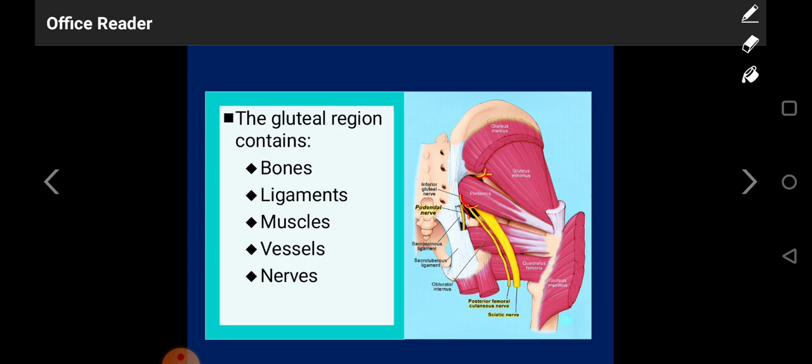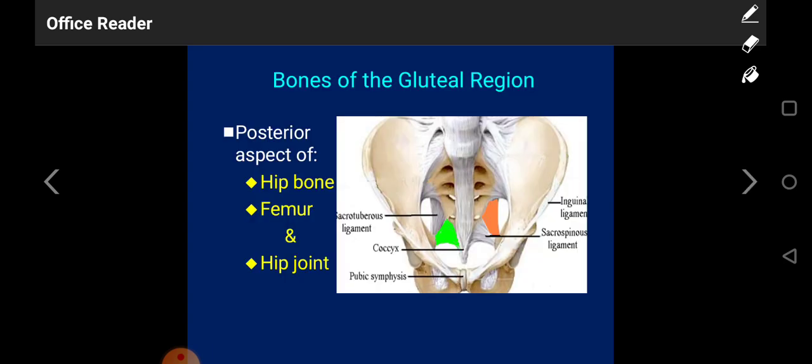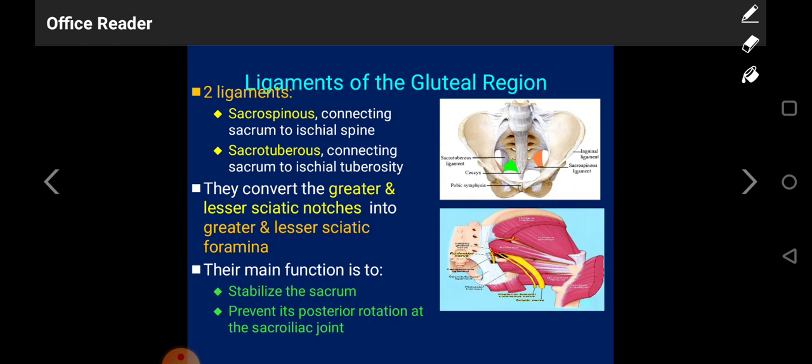The gluteal region contains the bones, ligaments, muscles, vessels and the nerves. The bones include the hip bone, the femur and the hip joint. The ligaments include the sacrospinous and the sacrotuberous ligament. Sacrospinous ligament connects the sacrum to the ischial spine. Sacrotuberous ligament connects the sacrum to the ischial tuberosity. They convert the greater and the lesser sciatic notches into greater and lesser sciatic foramina. Their main function is to stabilize the sacrum, preventing its posterior rotation at the sacroiliac joint.